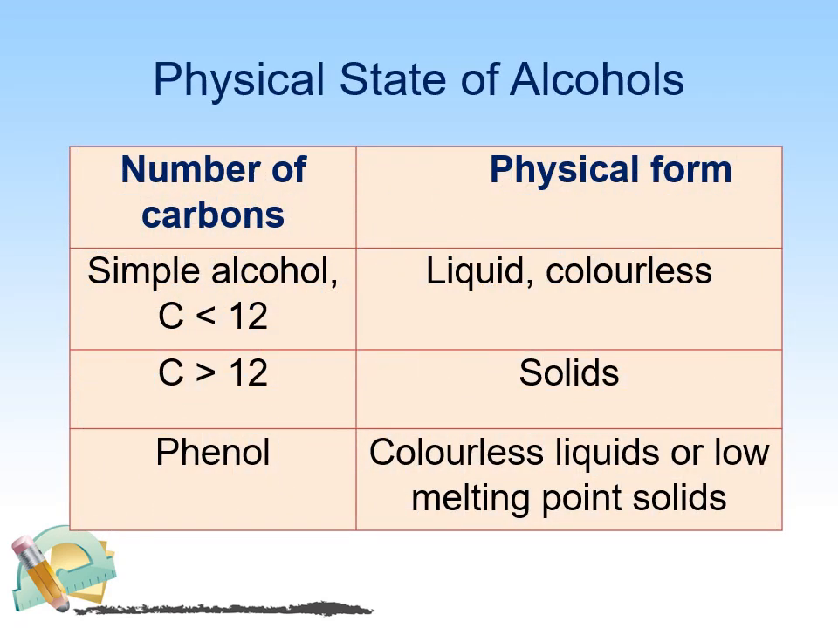Let's look at the physical state of alcohols. For a simple alcohol that is having less than 12 carbon, it is a colorless liquid, but if it has more than 12 carbon, it is a solid. So how many carbons does a phenol has? 6, right? So it can be a colorless liquid, or if it has more than 12 carbon because of the substituents attached to it, it would become a low melting point solids.